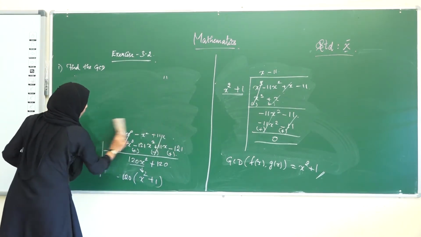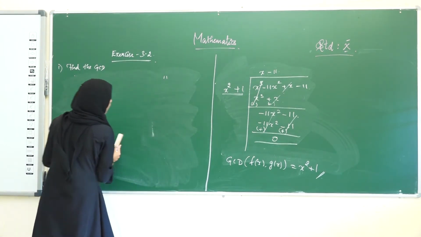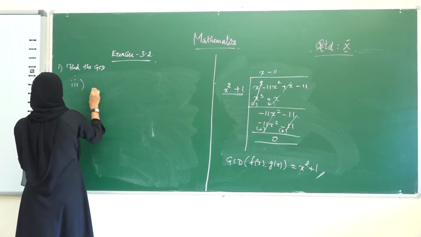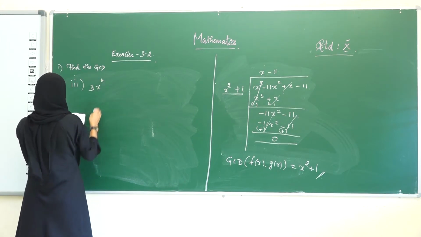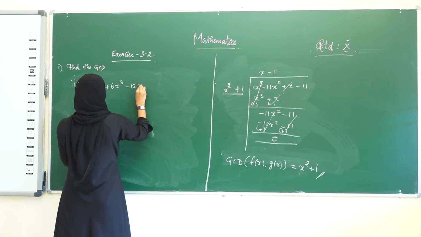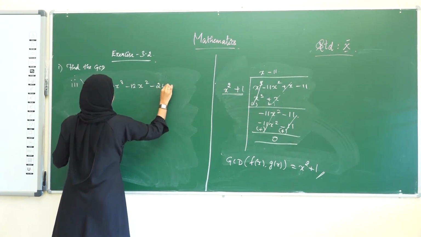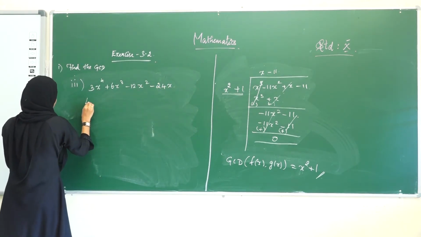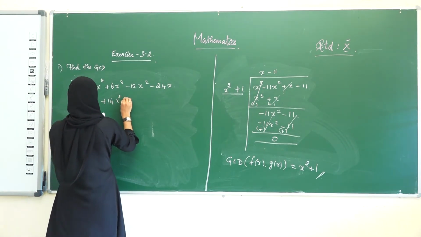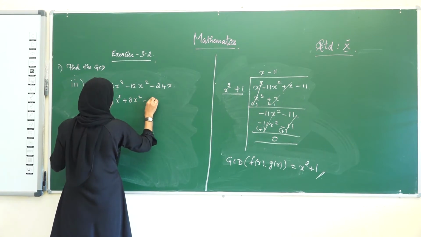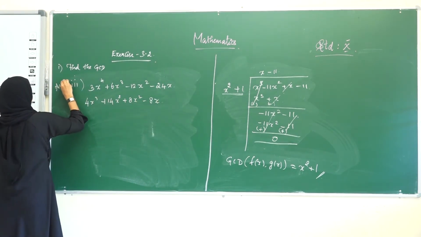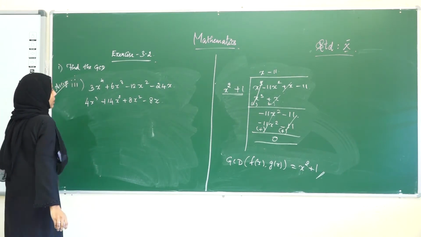Okay. Now we are going to move on to the third sum. What's the third subdivision? Third subdivision is find the GCD of the polynomials 3x power 4 plus 6x cube minus 12x square minus 24x and 4x power 4 plus 14x cube plus 8x square minus 8x. So this sum will be the assignment for you. Assignment. I'll give you some hints.